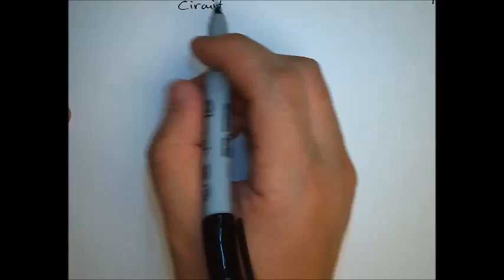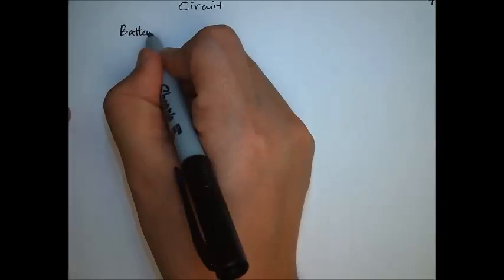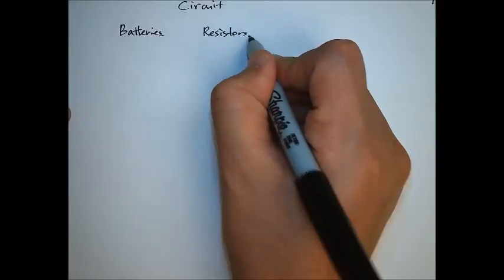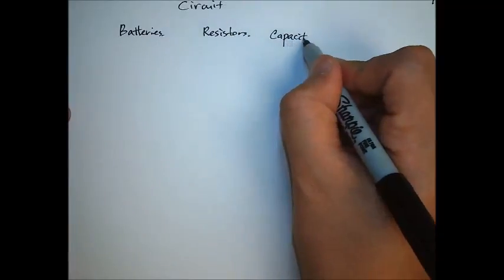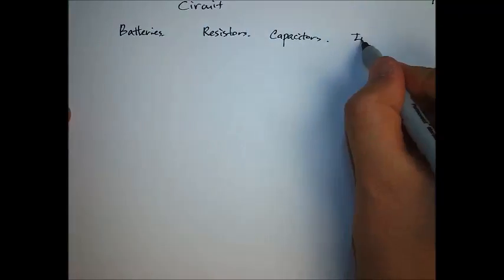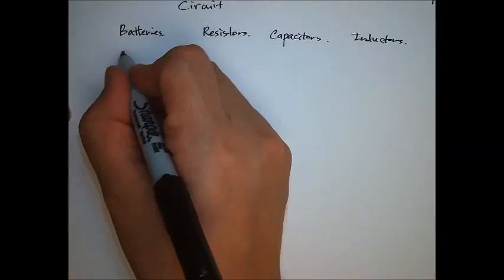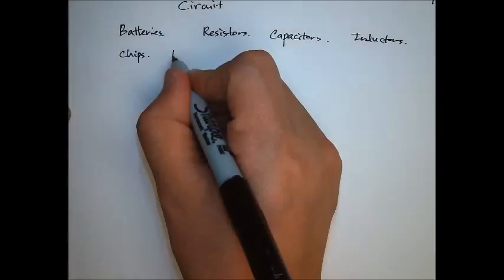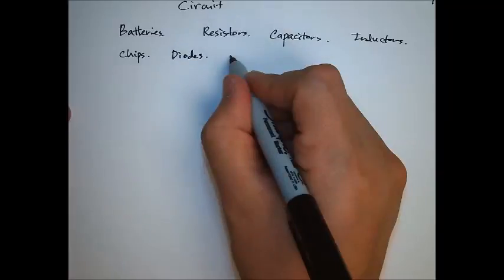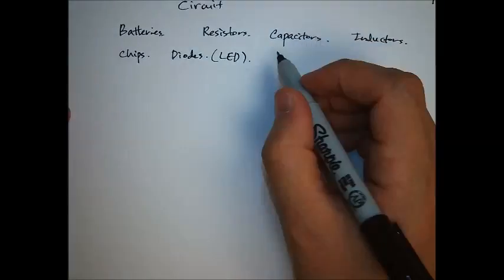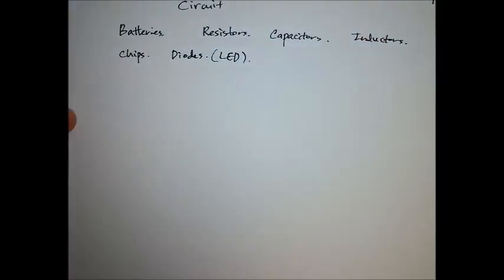So what that means is electrical components: you have batteries, you've got resistors, you have capacitors, inductors, you have chips, diodes, you have LEDs, which is a type of diode, you've got light bulbs, you have all sorts of things. These are electrical components, and so it's a network of these components.